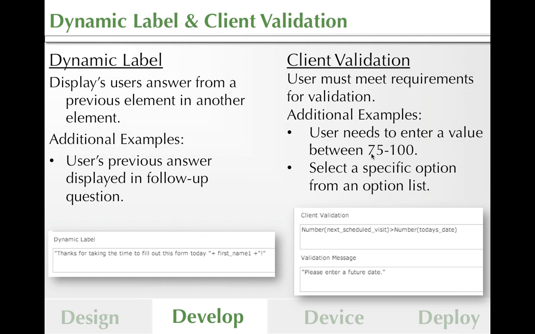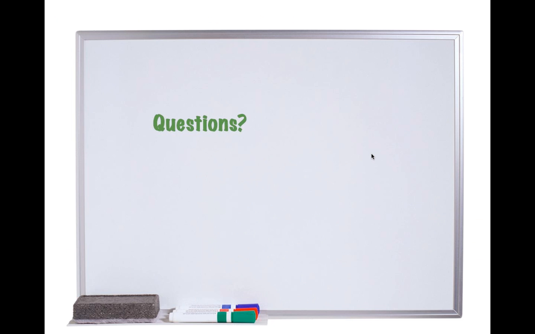This can also, besides using it for a future date, be used to say if a user needs to enter a value between two numbers. So like for this instance, between 75 and 100. Or one thing I worked on recently with a form is I used client validation with an option list. So if they didn't select a specific option, then they weren't able to continue. This was helpful because the form that I was building was for educational purposes. So they were able to get that feedback right away if they answered the correct answer or not.